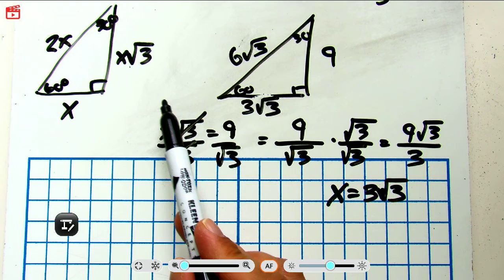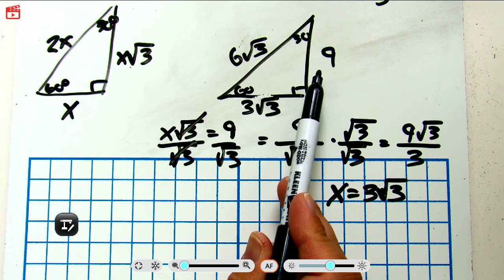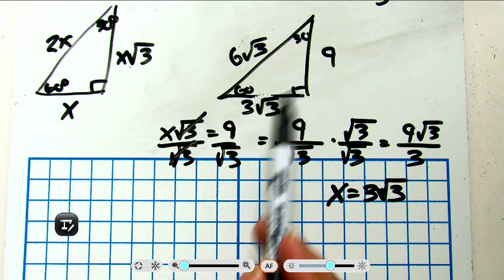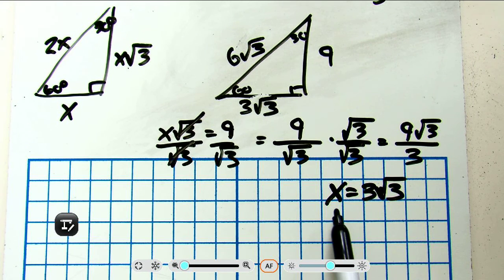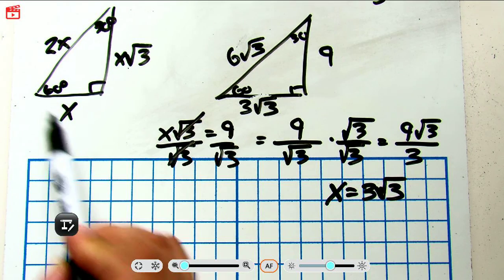Set the equation equal to our leg, and then we divided to solve for x. Solving for x, we could find all three sides.